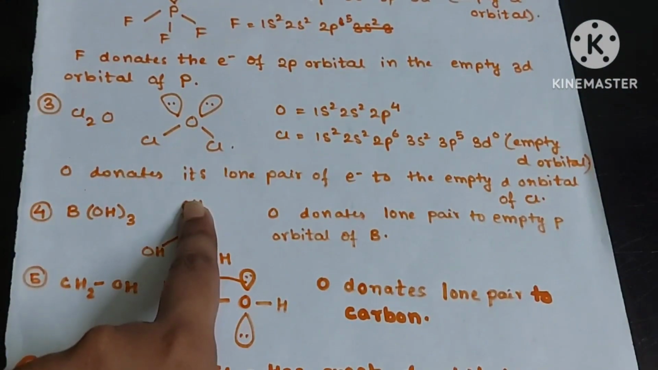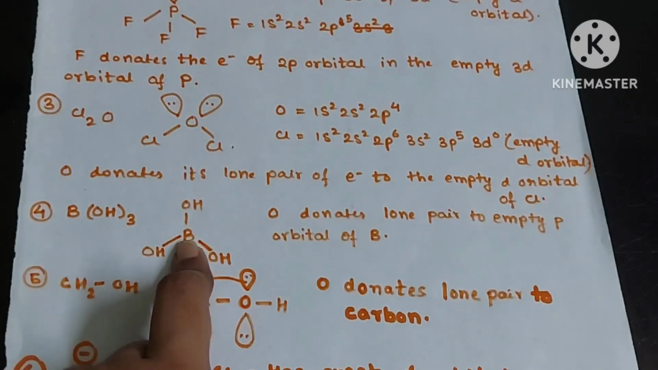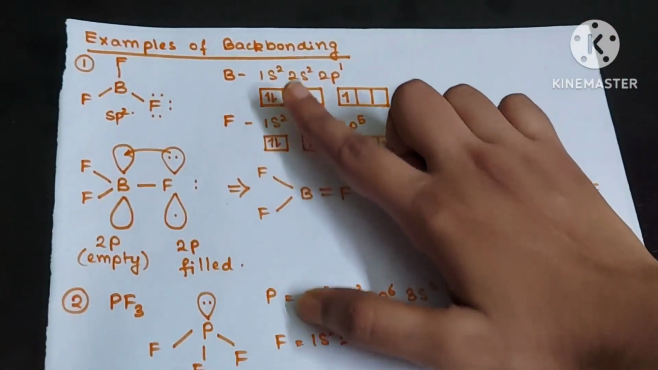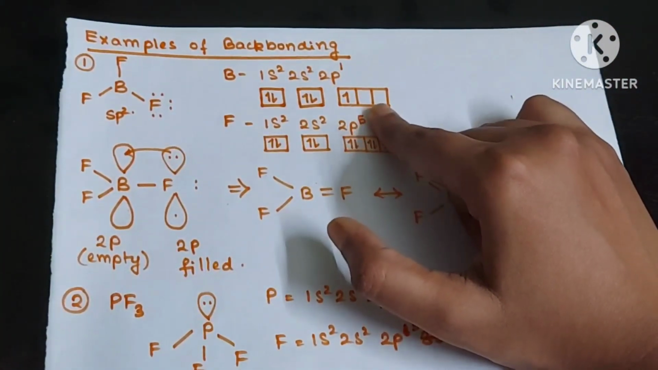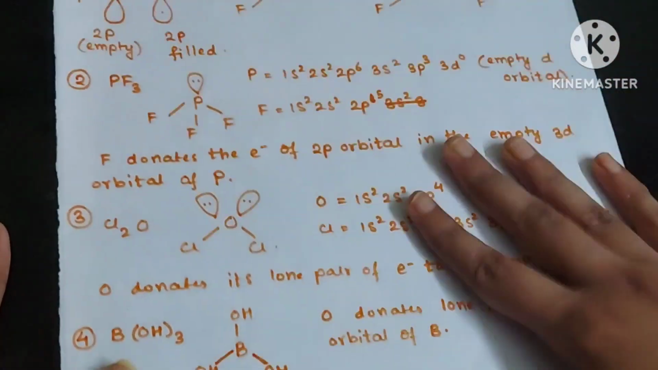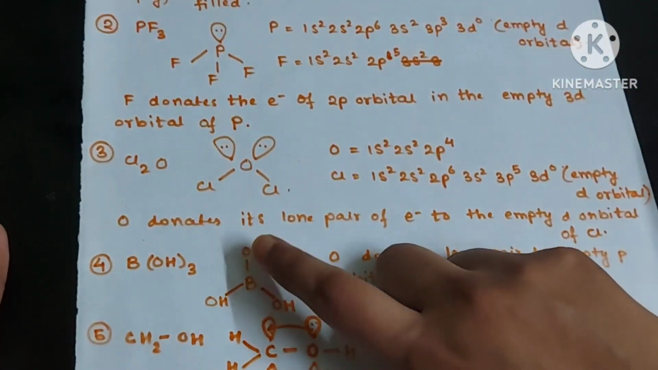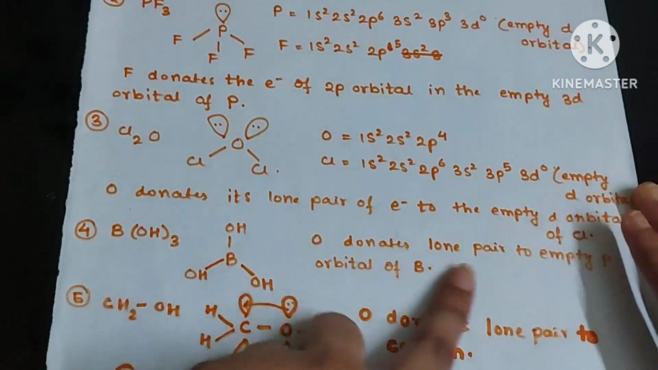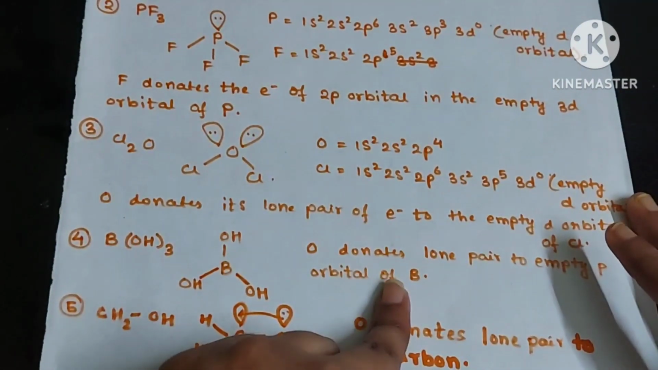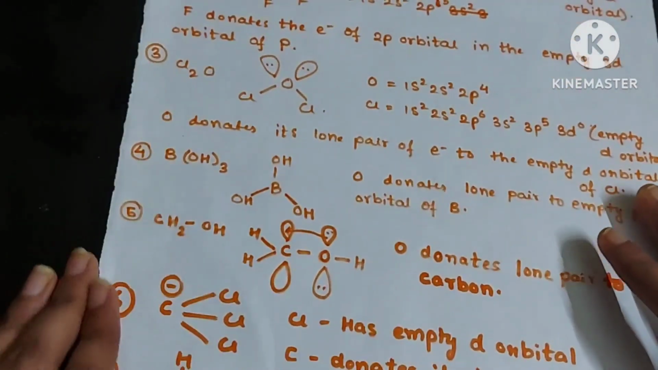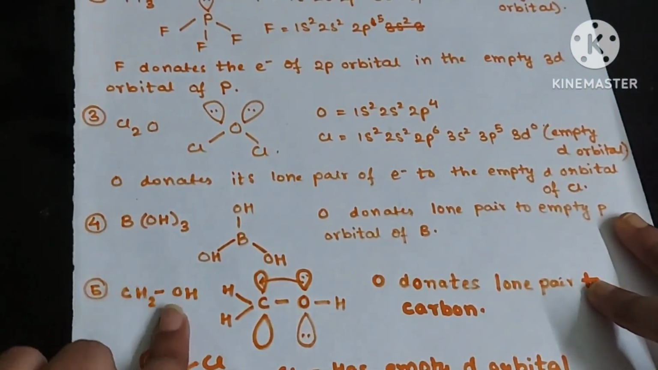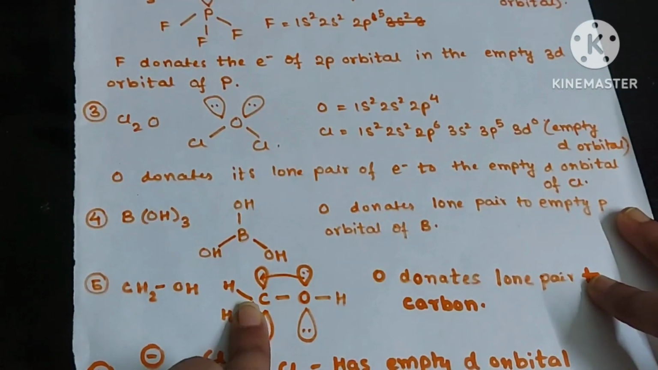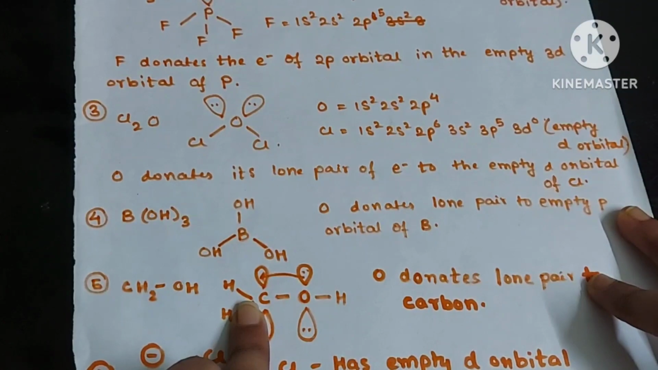Here oxygen is having lone pair and boron is having empty p orbital. Earlier we have seen the electronic configuration of boron. See here, it is having 2 empty p orbitals. So boron is having empty p orbital and oxygen is having 2 lone pairs. So oxygen donates lone pair to the empty p orbital of boron. And the fifth example is CH2OH. Here also oxygen has a lone pair, and carbon has an empty p orbital.